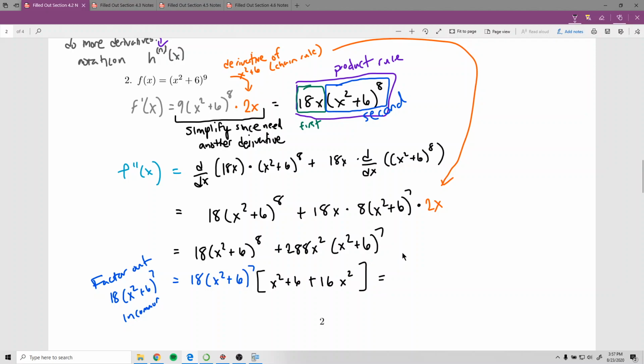All right, but at this point, you're almost completely simplified. There's nothing you can do about the 18 times x squared plus 6 to the 7th. But inside here, we have like terms to combine. x squared plus 16x squared is 17x squared plus 6.